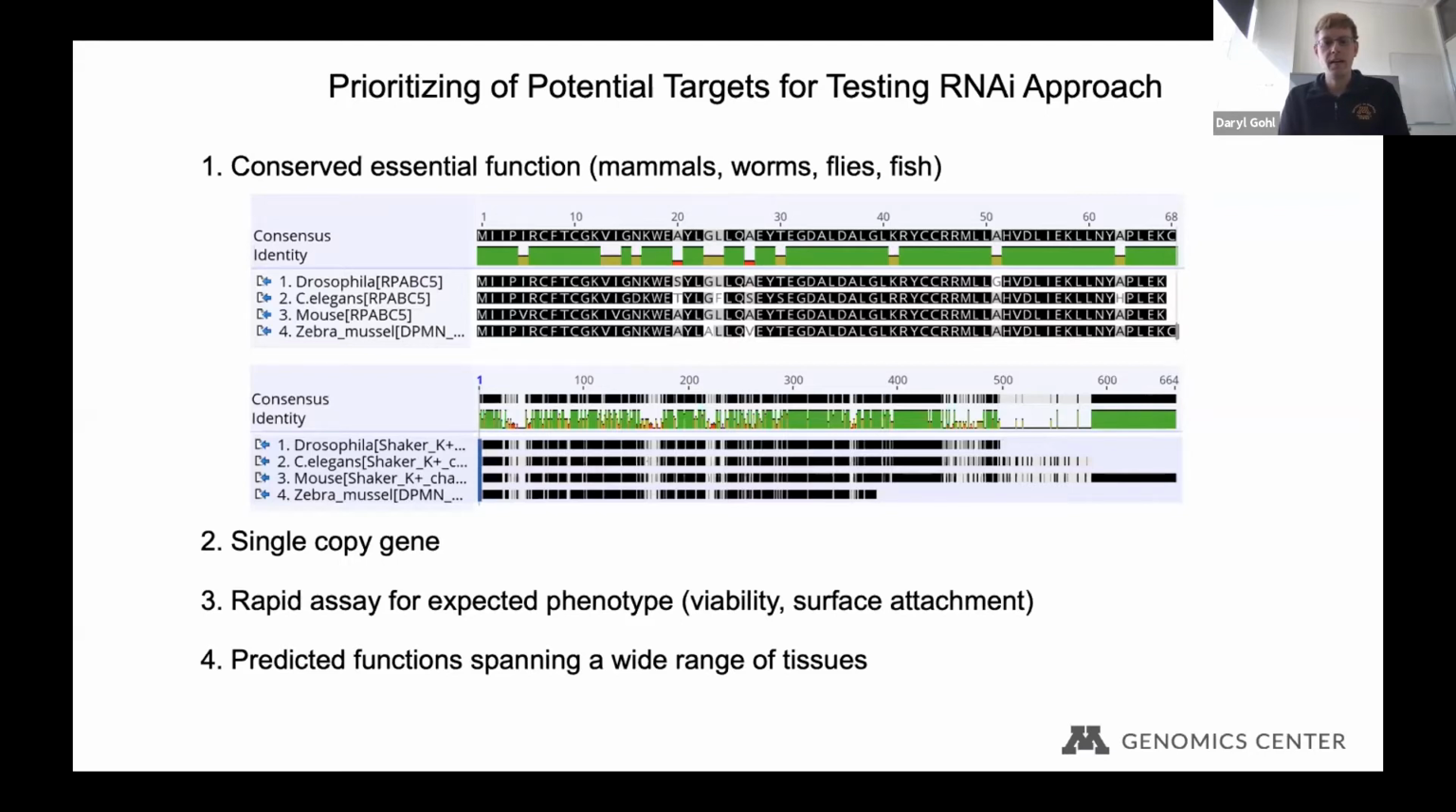one target. We also wanted to find genes where we felt there'd be a possibility of having a rapid phenotypic assay for assessing the effects. So for our initial screening, we zeroed in on genes that we felt would be required for viability or for surface attachment. And because we also don't know what tissues are potentially susceptible to the introduction of these RNAi constructs, we wanted genes that were predicted to have effects in a wide variety of tissues, so we could cast a wide net and screen through lots of possible options.